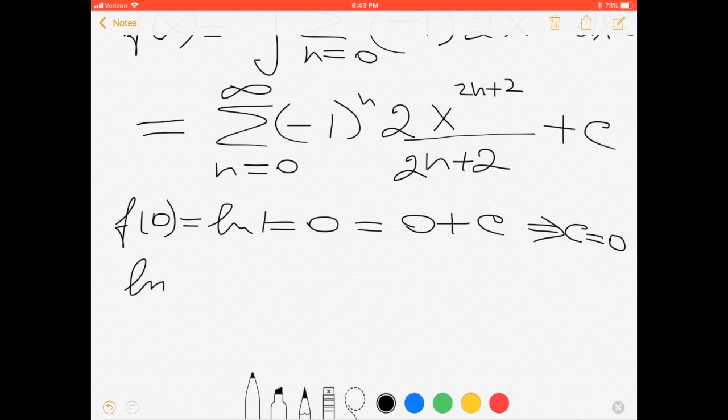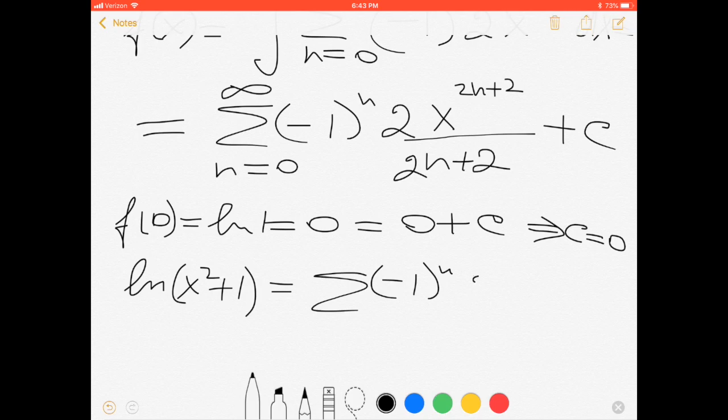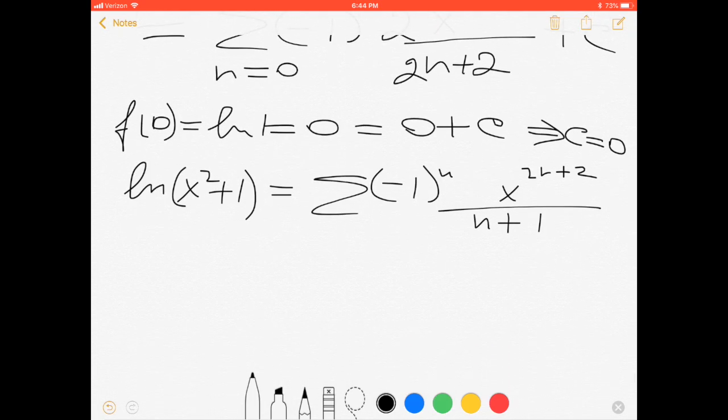Natural log of x squared plus 1 will be the series of negative 1 to the power n times x to the power 2n plus 2 over, I think we can simplify here, we don't need the 2 here, and our denominator will be n plus 1. I think it's better. Okay, great.